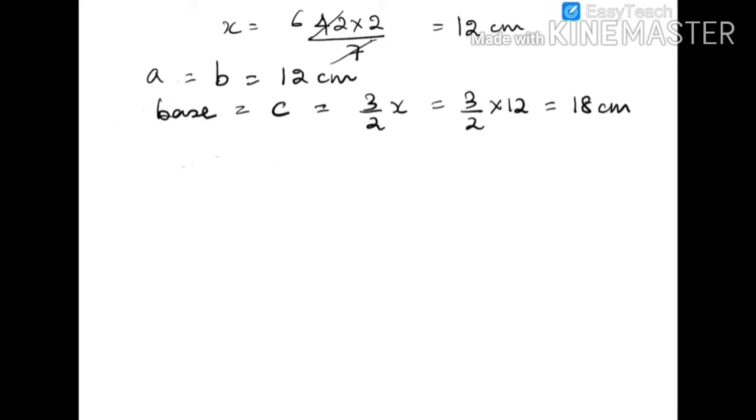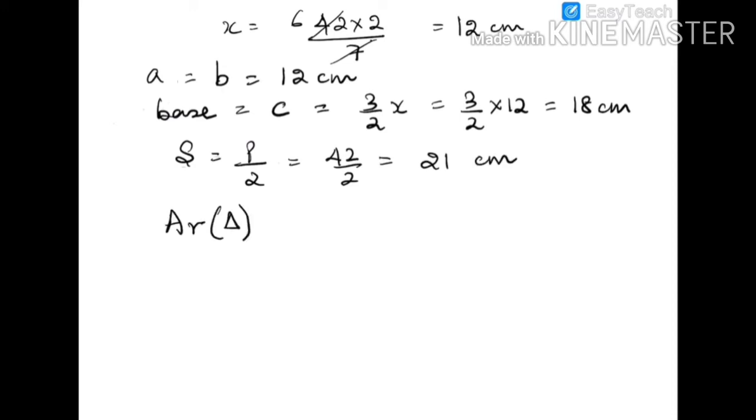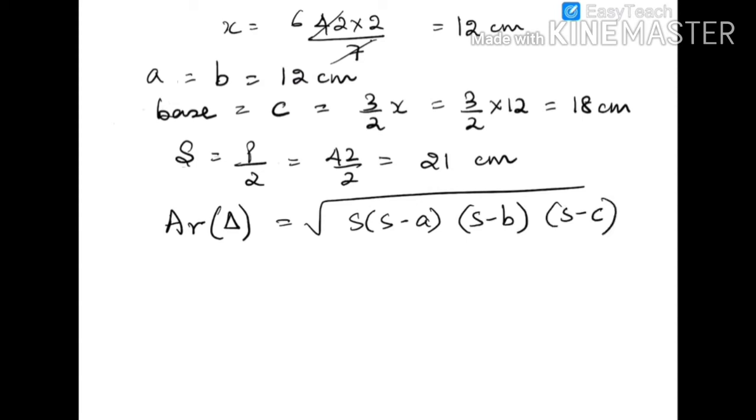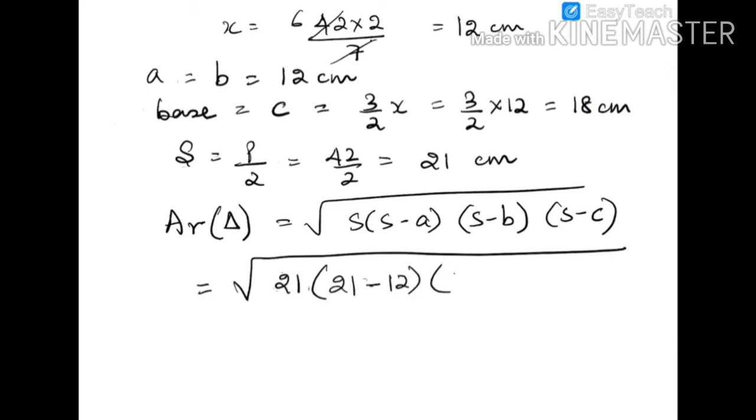So now we have all three sides, so we can find out the area. Semi-perimeter is P upon 2. That will be 42 upon 2, that is equal to 21 centimeters. Therefore, area of this triangle is square root of S into S minus A into S minus B into S minus C. That is square root of 21 into 21 minus 12 into 21 minus 12 into 21 minus 18.